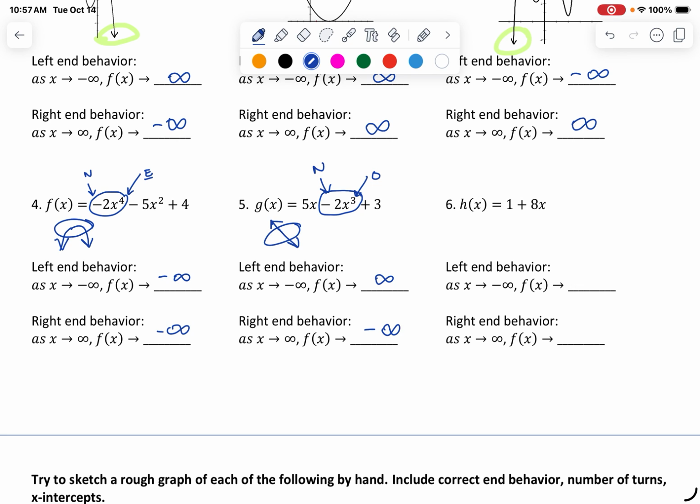All right, last one right here. It's not written in standard form, so I could quickly rewrite it in standard form, but I'm just gonna grab my first term, which is this positive 8x. The degree is 1, which is odd, so my arrows are pointing in opposite directions. It's positive, so it's going to be like a positive slope line. And not just like a positive slope line, this is a positive slope line. As you look left, there's an arrow pointing downwards, that's negative infinity. As you look right, there's an arrow pointing upwards, that's positive infinity.